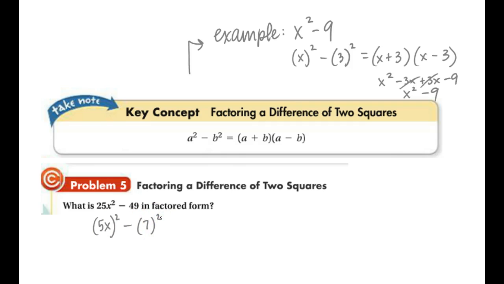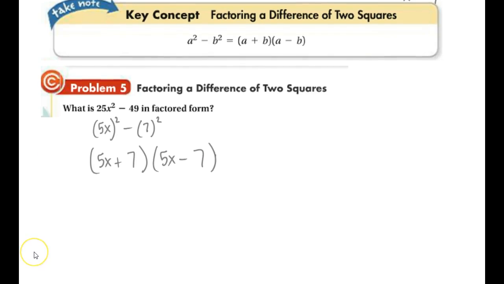So now I am going to just take the first term of each, which is 5x, and put it in the first spot of each set of parentheses. Make sure you have a plus and a minus so that the middle terms do cancel out, and then the last term is just 7. So this in factored form would be (5x plus 7) times (5x minus 7). And you, of course, could do the FOIL method or the table method to check your answer.